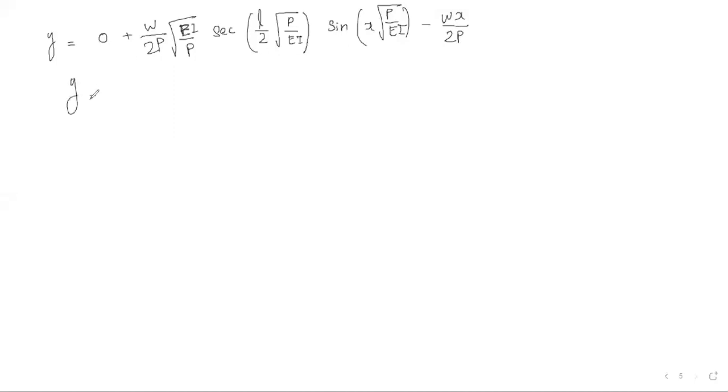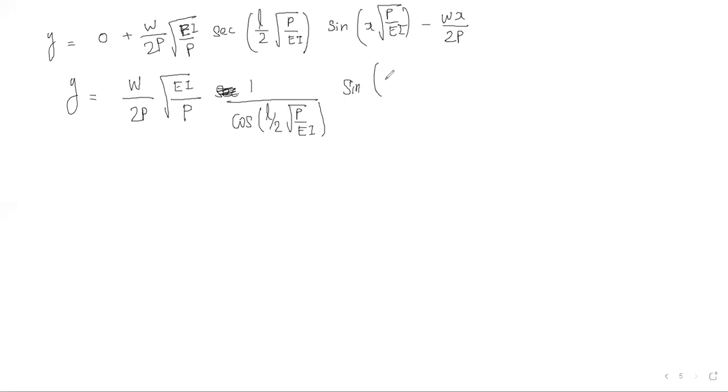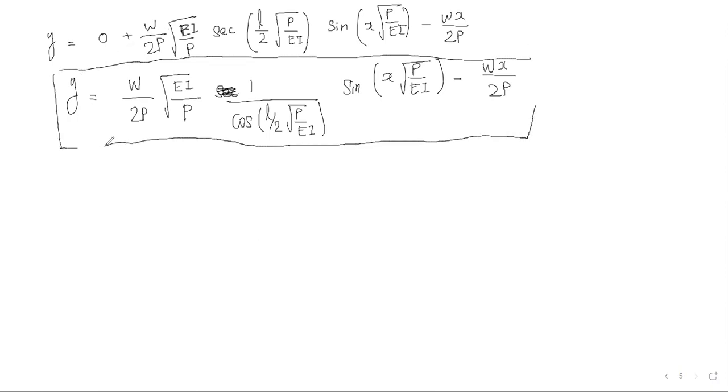Here Y is equal to, what are the common terms that we are going to take outside? W by 2P, root under EI by P, secant we are going to take as 1 by cos, 1 by cos L by 2 root under P by EI into sin x into root under P by EI, minus W into X divided by 2P. So this is the equation for Y, that is deflection. Secant we are going to take as 1 by cos. Why I have taken it like this, you will know in the next step.